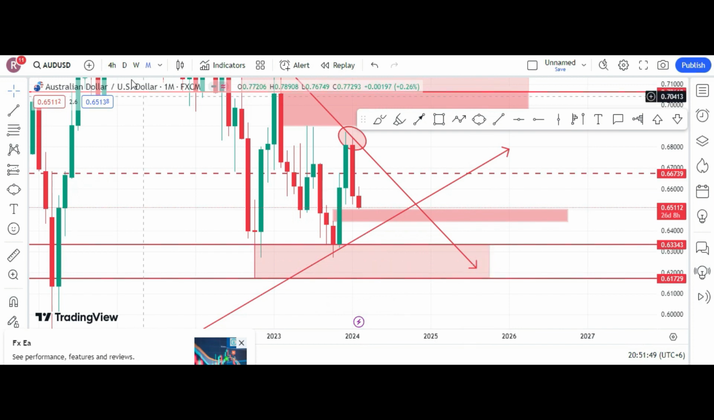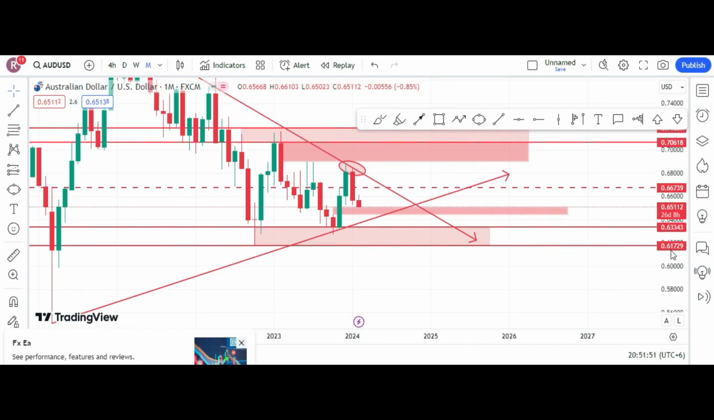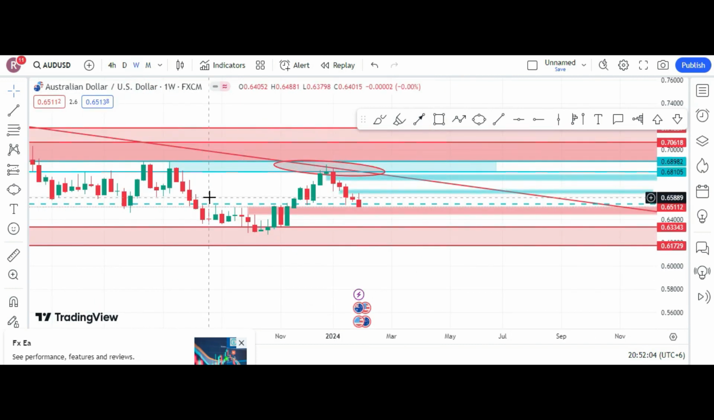And let's move to, and please keep it in mind, the area is squeezing, so be careful. Either it will break out on the top side or it will break down on the bottom side. Let's move to weekly now.